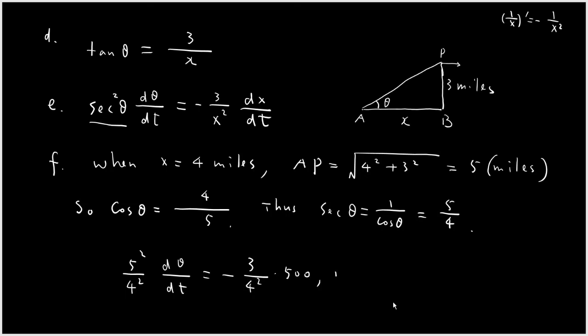That means this equation is equivalent to 5 squared, you have 25. On denominator, you have 16. And then the rate of change of theta equals negative 3 over 4 squared, which is 16, and then times 500.